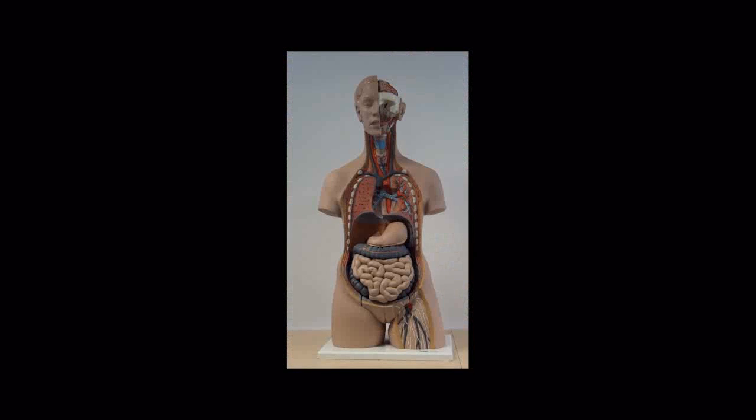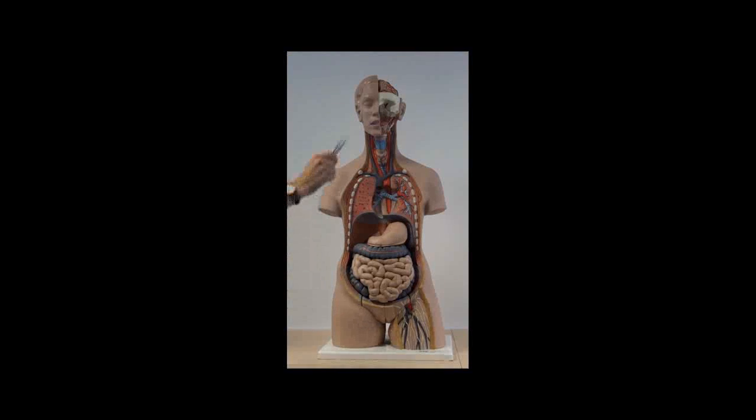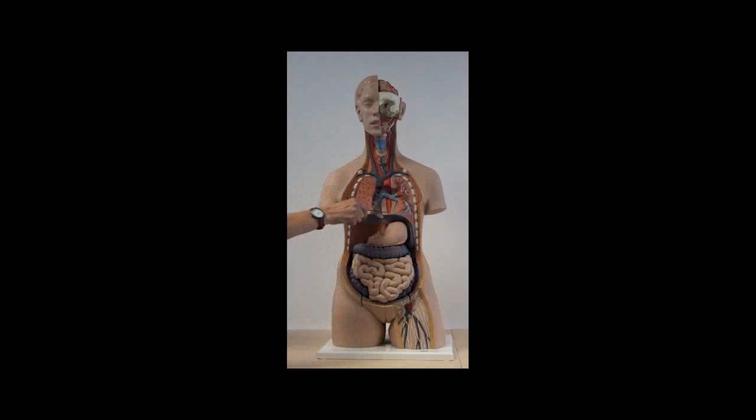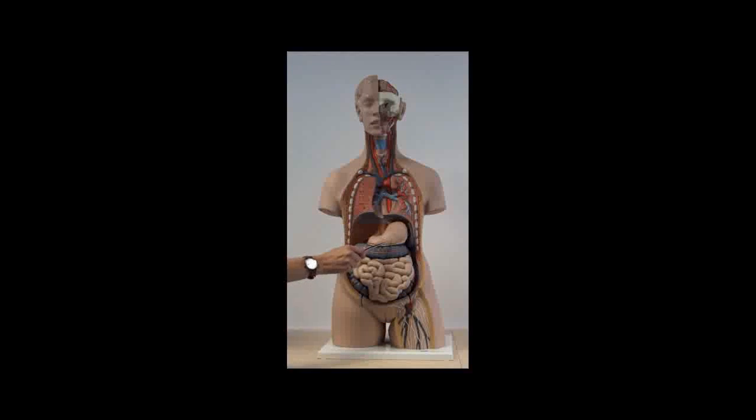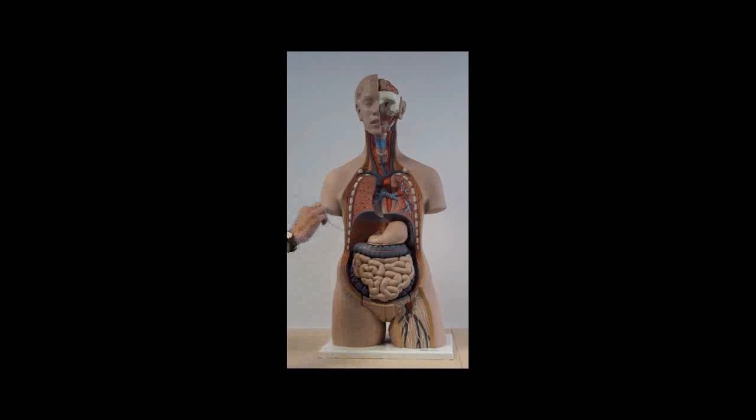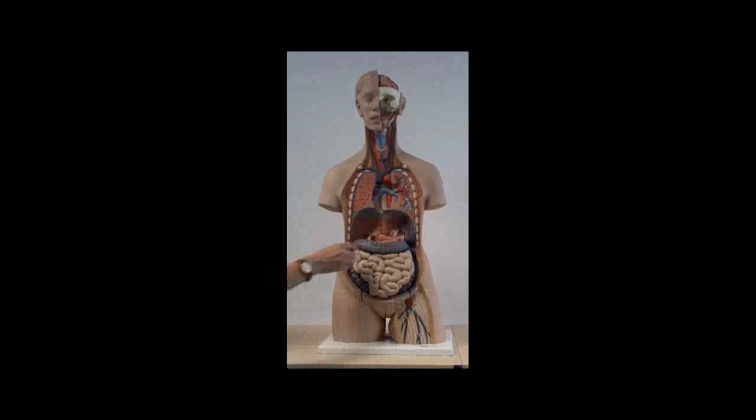So far, your roast dinner has survived attack from crushing by the teeth, enzymes in saliva, peristalsis in the esophagus, acid in the stomach, and churning by its muscular walls. But it's only when food gets to the first part of the small intestine, called the duodenum, that its nutritional value starts to be tapped. We're now going to remove the stomach and part of the colon to allow you to see this more clearly.